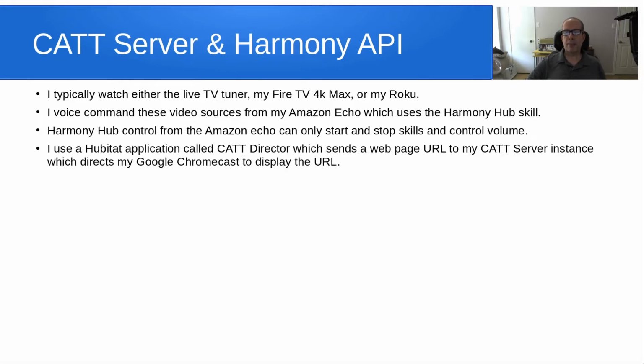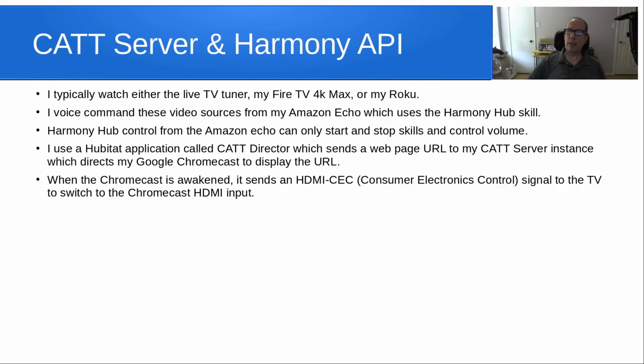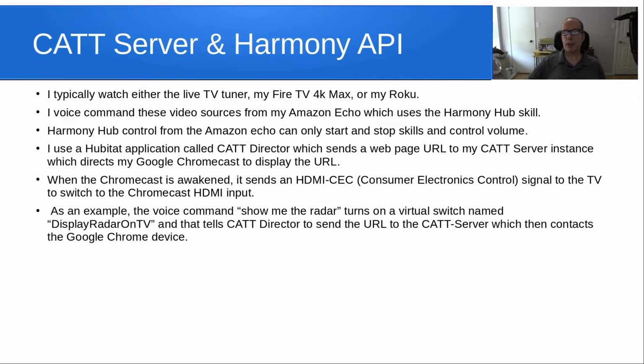I use a Habitat application called Cat Director, which sends a web page URL to my Cat server instance, which directs my Google Chromecast to display a URL. When the Chromecast is awakened, it sends an HDMI CEC, and for those of you that don't know, CEC stands for Consumer Electronics Control signal, to the TV, and that switches to the Chromecast HDMI input when it sees activity on the Chromecast.